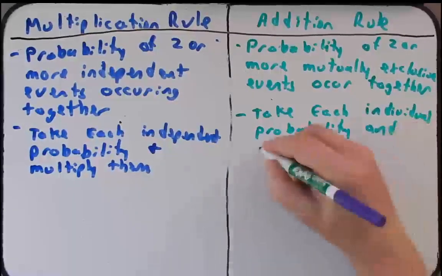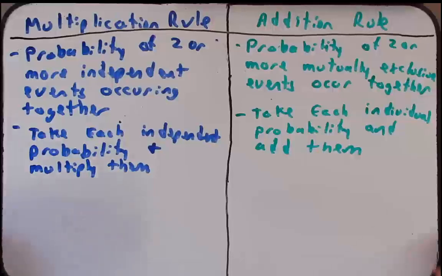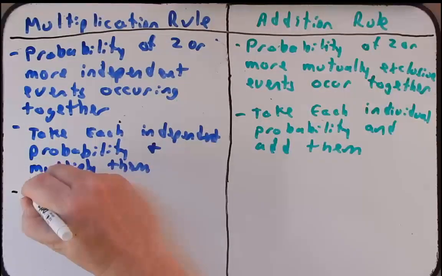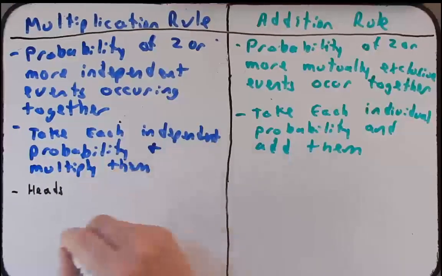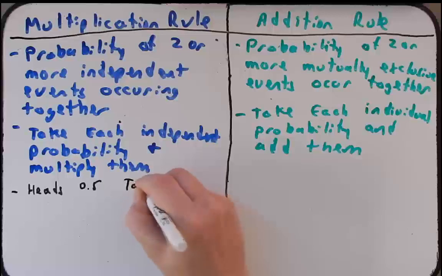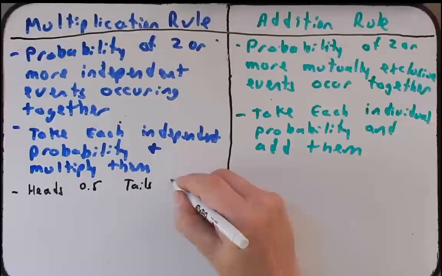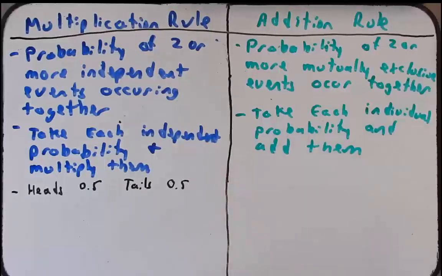To calculate using this addition rule, we take each individual probability and add them. So let's take a simple example and talk about how we can apply the multiplication and the addition rule. Let's think about a coin toss. We know that if we have a coin and we flip it, it will land on heads 50% of the time, so we're going to put it at 0.5. And we know it will land on tails 50% of the time. So when we talk about probability, we say 0.5.